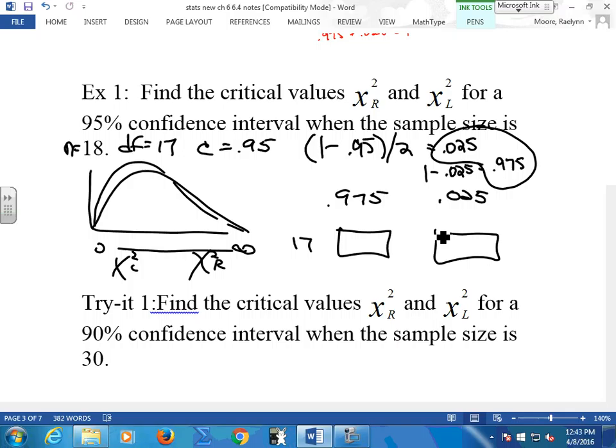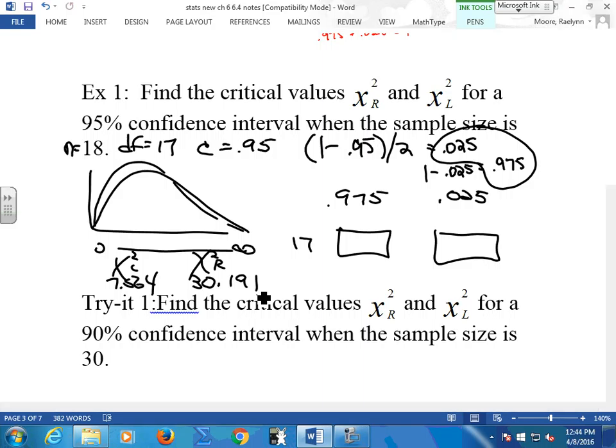The left, because doesn't this go from 0 to the greater? Yeah. Left, less, lower, least. So, out of those two numbers, the smaller number is the left-hand number. Out of those two numbers that they intersect with, which is the lowest number? And then the other number? 30.191. So now, we found the chi-square right, we found the chi-square left.